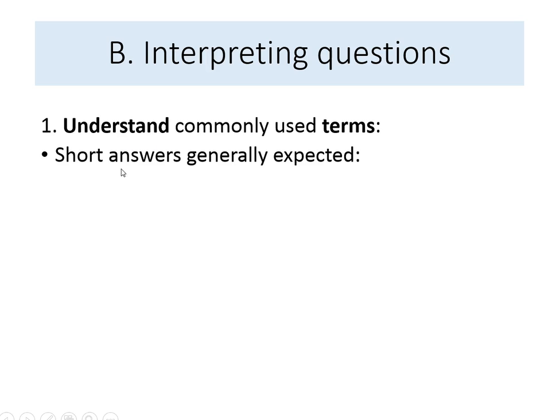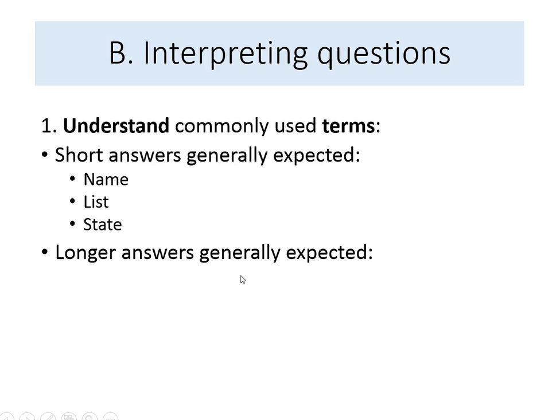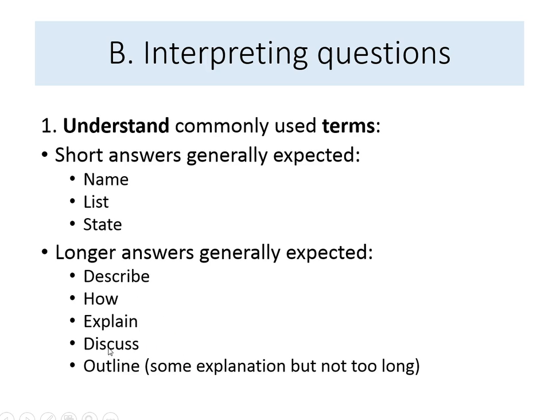Now, some of the questions that are worded to expect short answers will be like name this and that, list X number of items, state this and that. Occasionally, state may require a little bit longer answer, but you need to read the question properly to see what it means. Longer answers are generally expected for wordings like describe, how does this lead to this, how does this disease occur, explain something or other, and discuss, and also outline. Now for outline, we usually do expect some form of explanation, but not a very lengthy one.